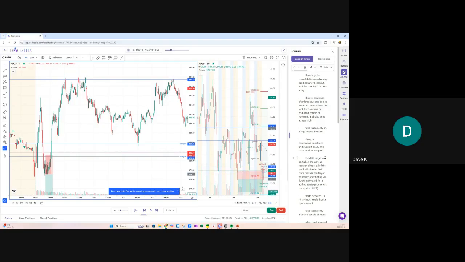Also, I start holding more in the replay mode. In the live, I take more partials, but in the replay I practice holding it for longer.